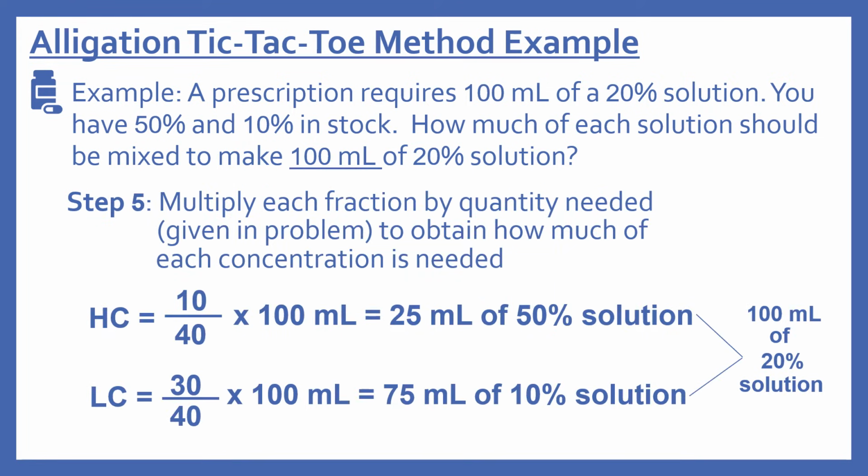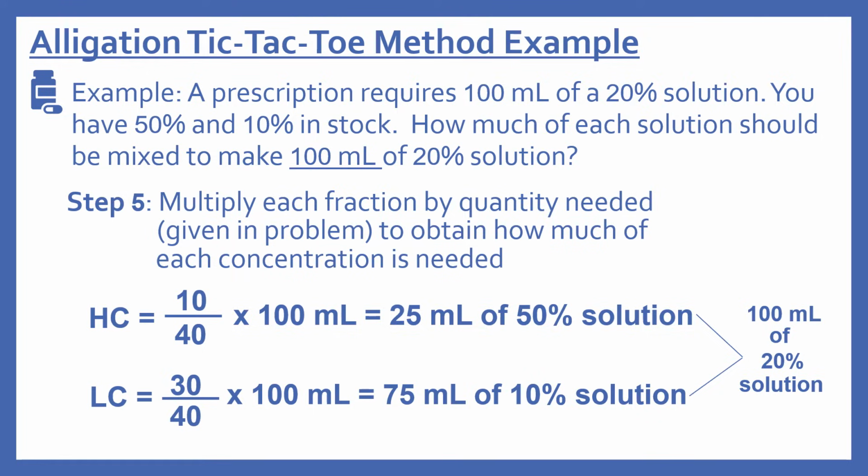Now we're going to multiply each fraction by the quantity needed. That's given in our problem, which is 100 milliliters in this problem. And this will allow us to obtain how much of each concentration is needed. So our high concentration fraction was 10 out of 40, so times 100 milliliters. So you can do that: 10 times 100, which is 1,000, divided by 40 equals 25 milliliters of the 50% solution.